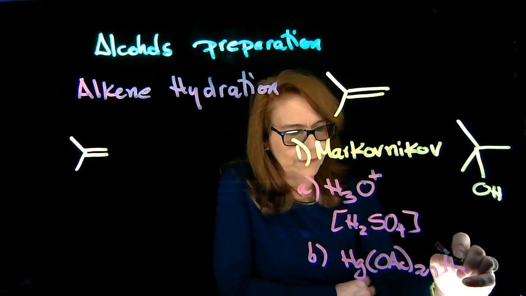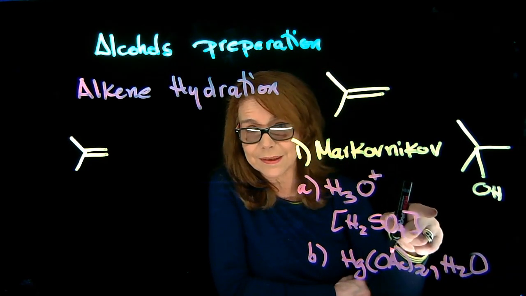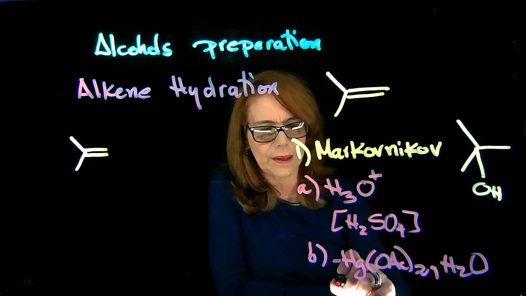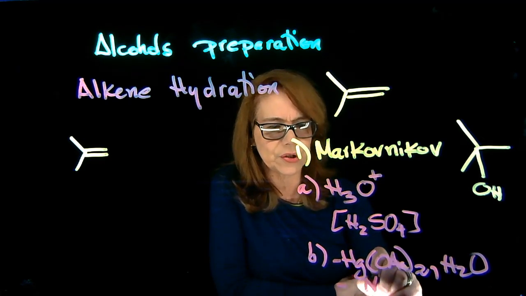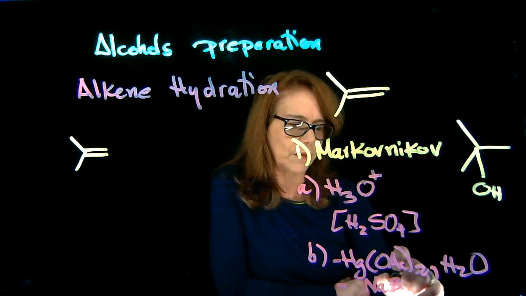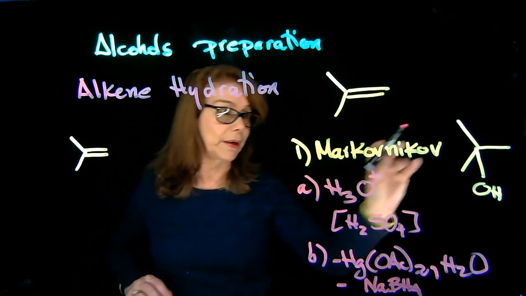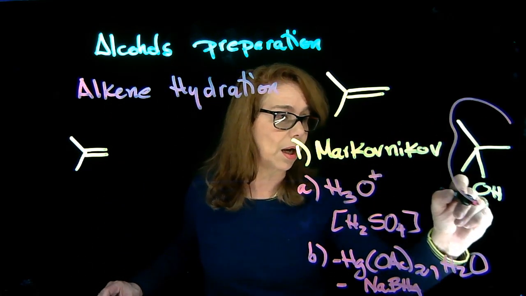So let's do this first mechanistically, reviewing that again. In mercuration-demercuration, you first do the mercuration. The second step is sodium borohydride. Okay, that will do a Markovnikov addition. This is the outcome of that.